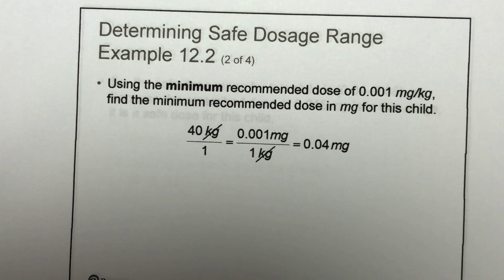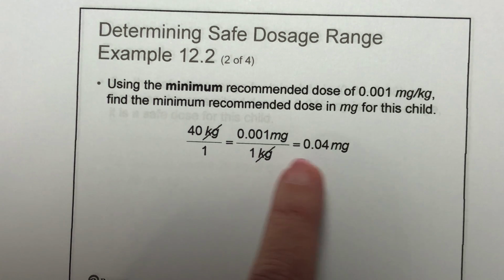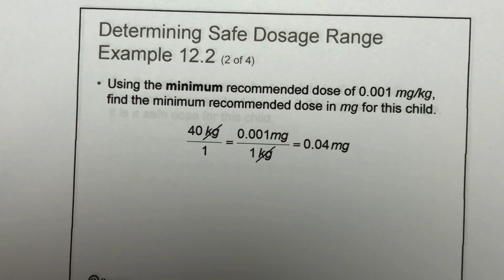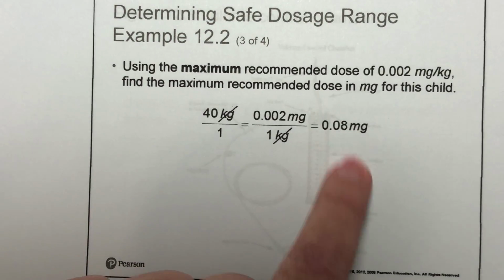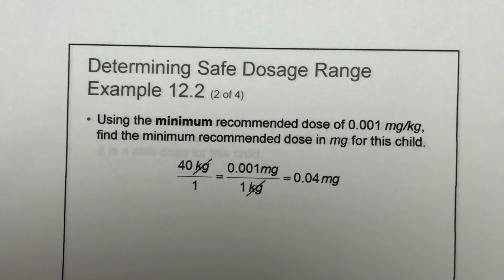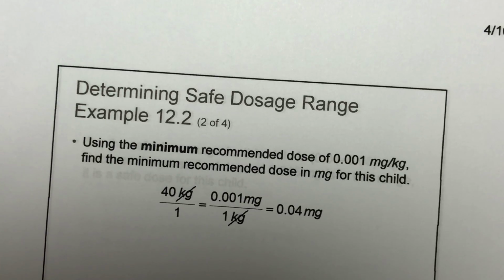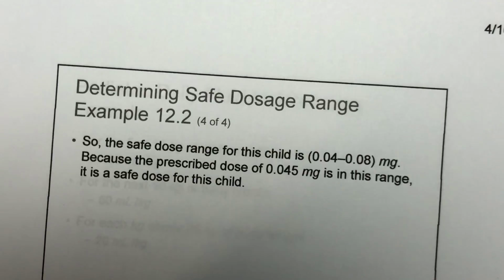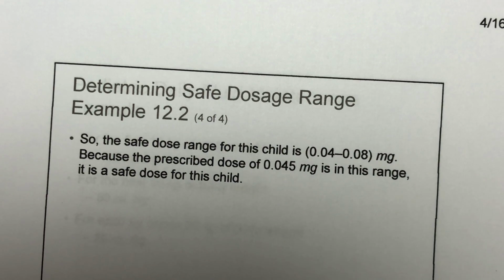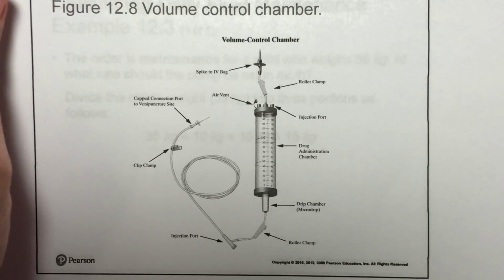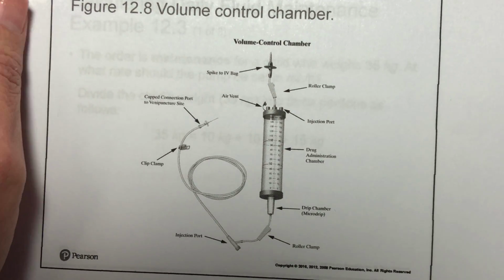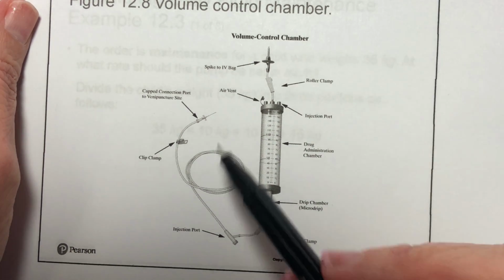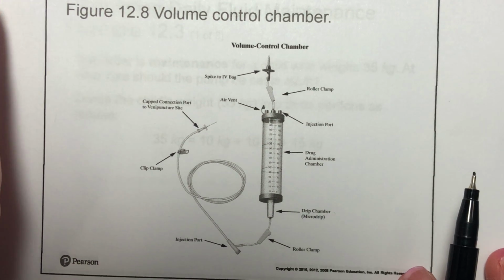Okay. You can see here that what they did is pretty much what we did. They found the recommended minimum dose, and then the recommended maximum dose, and then they point out, if I can turn the page, that it is between, so it is safe. Okay, so here's a picture of a volume control chamber. I'm assuming you learned this in other classes.